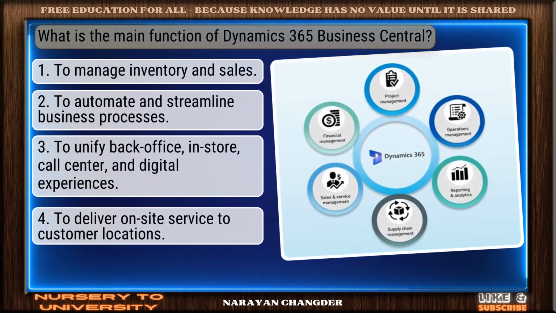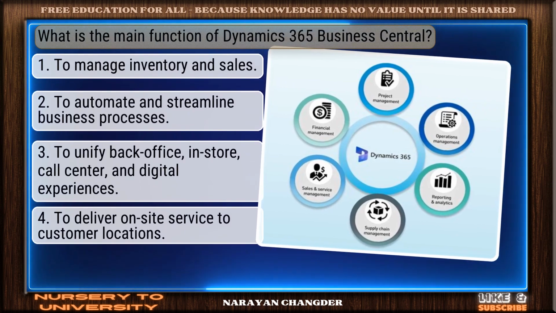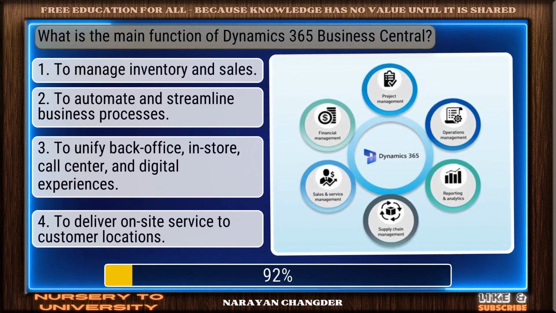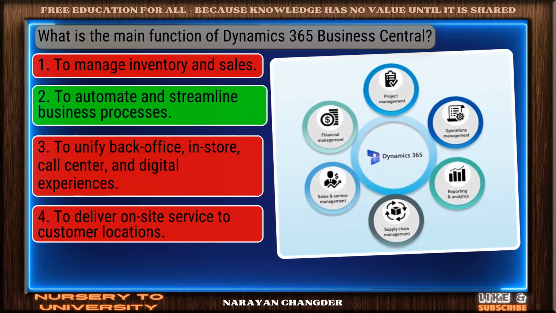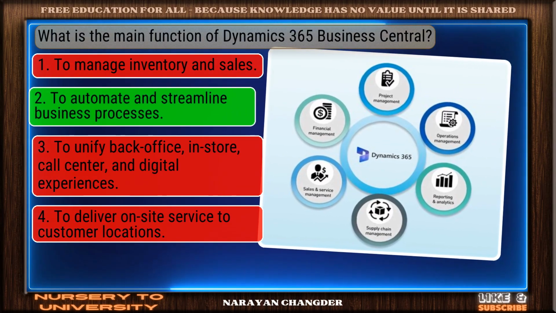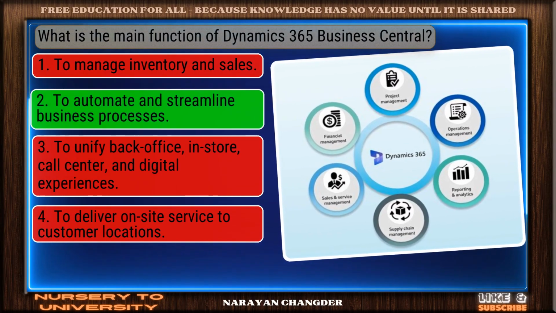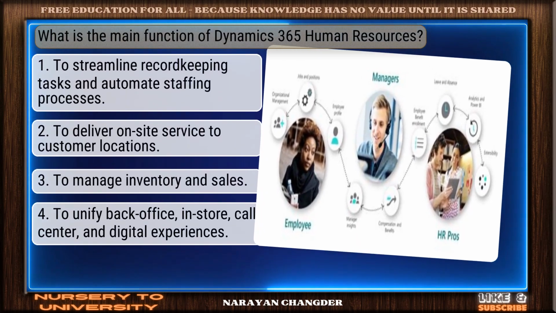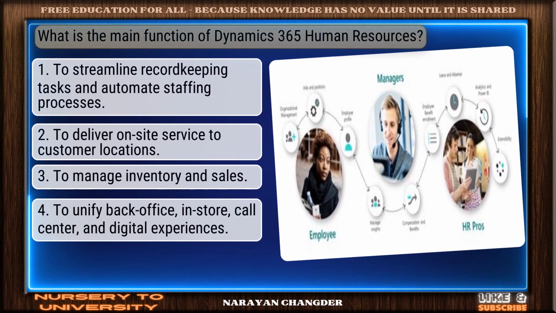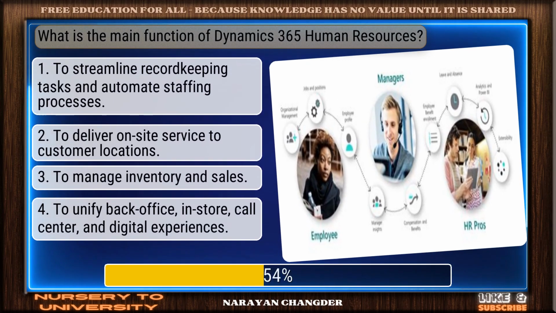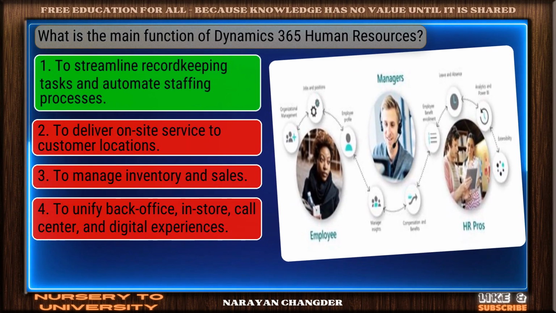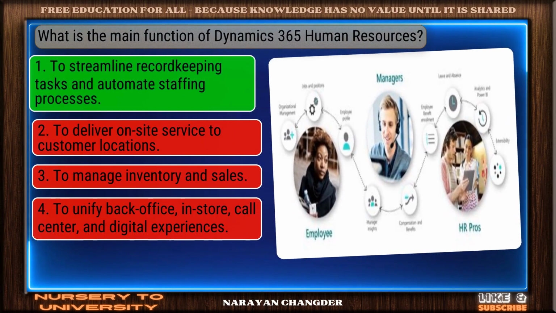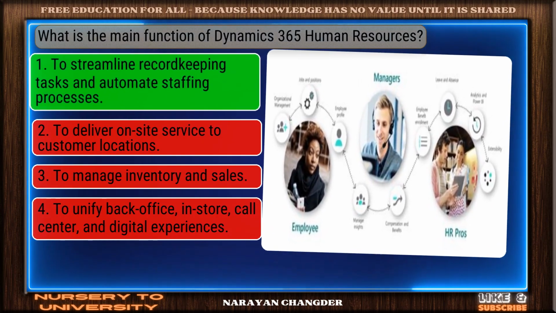Question number 62. What is the main function of Dynamics 365 Business Central? On track. To automate and streamline business processes is the correct answer. Question number 63. What is the main function of Dynamics 365 Human Resources? Excellent choice. To streamline record-keeping tasks and automate staffing processes is the right answer.